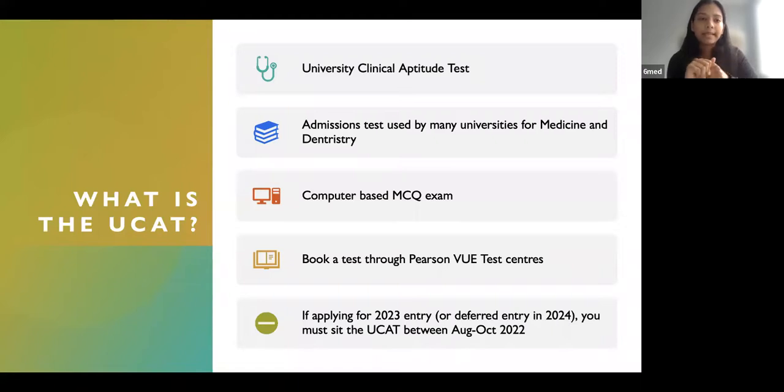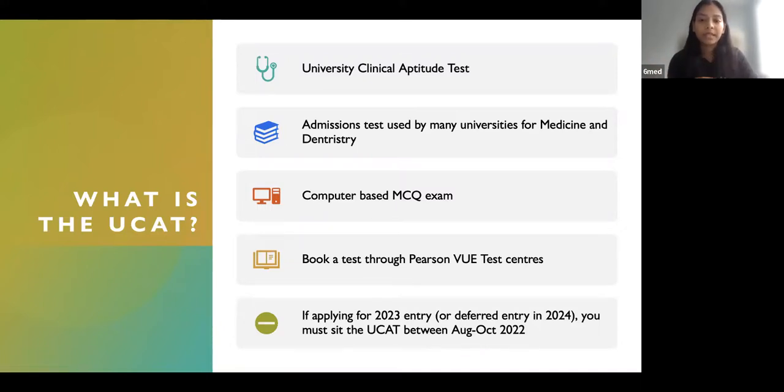It's a computer-based multiple choice question exam, and there's lots of different sections. Some of you who have done your driving theory test may have done it at a certain test centre. Similarly, UCAT is also done at a Pearson VUE test centre, similar to the driving theory test. So you book a test through the UCAT website, and then it will be done at the Pearson VUE test centre whichever is closest to you.